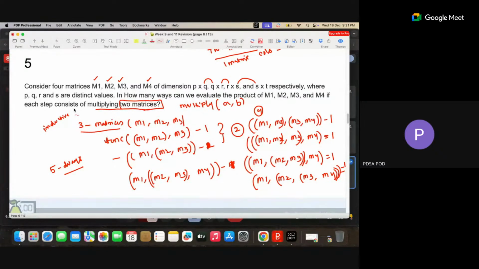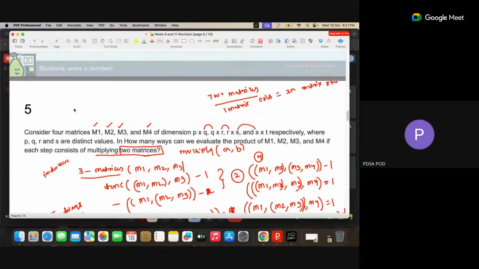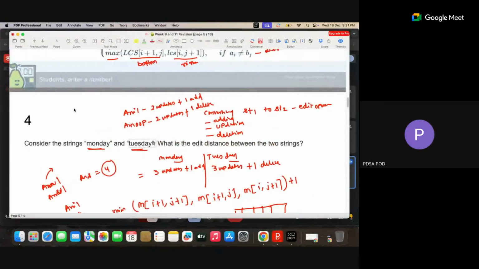They'll only ask you about 3 or 4 matrices: how many ways to multiply, or with 3 matrices, what is the minimum number of multiplications. There is no inductive structure for matrix multiplication. But for these other problems, there is an inductive structure. We give you the inductive structure and ask you to calculate. Clear? So for matrix multiplication, we don't need a DP grid, right? No, DP grid not required.